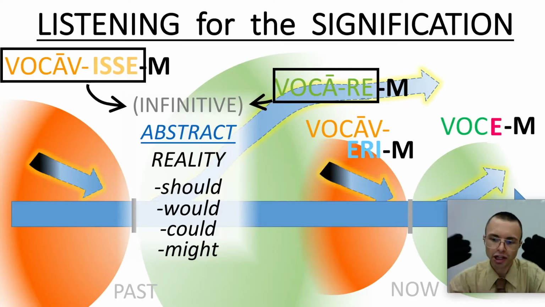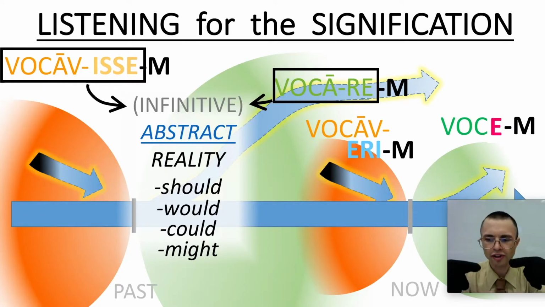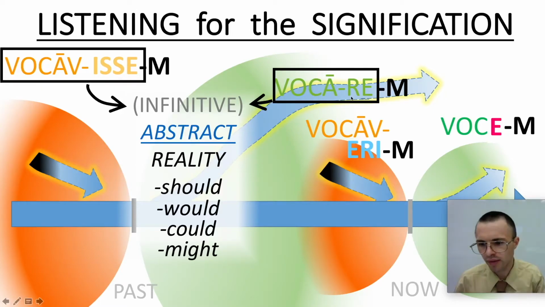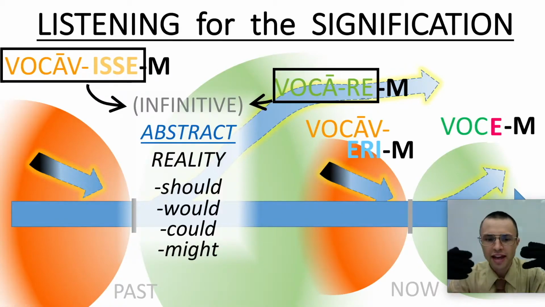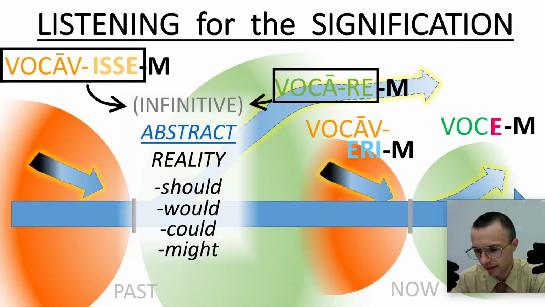And so it's natural when we hear an infinitive in our ear that we should naturally think, oh, should, would, could, might, because should, would, could, might is also an abstract theoretical reality. So infinitives like the action of calling or the state of having called naturally are conducive to this idea of shouldness, wouldness, couldness, or mightness.